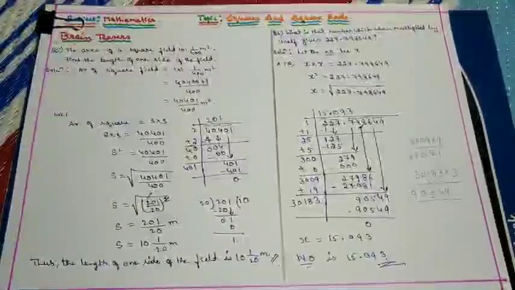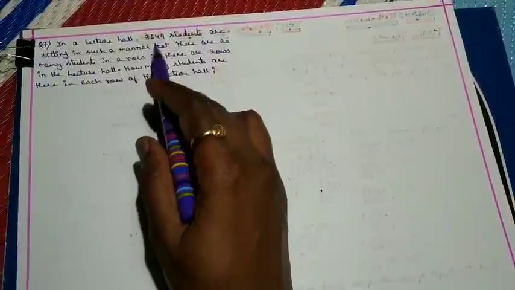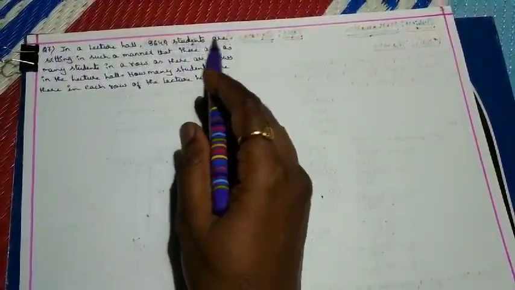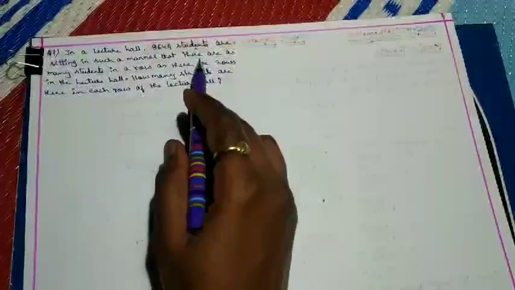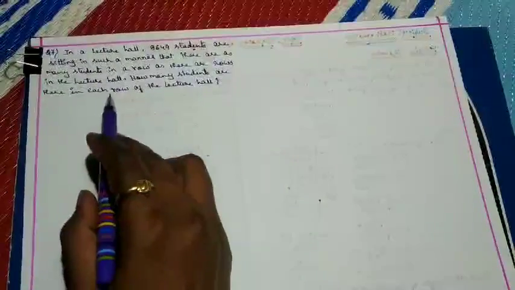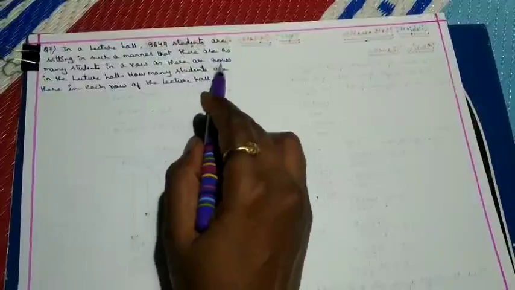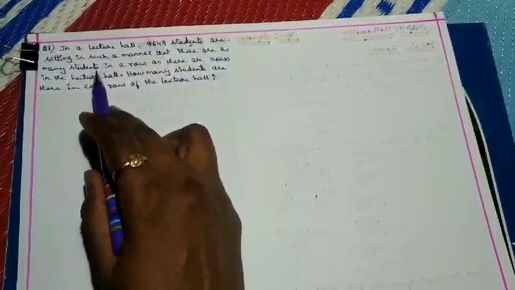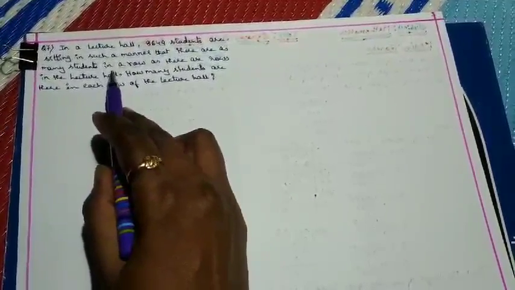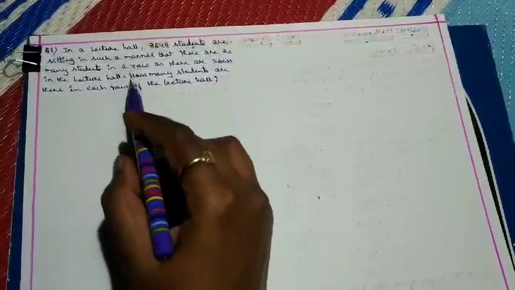Hope it is clear, children. Let me move to the 7th question. In a lecture hall, 8,649 students are sitting in such a manner that there are as many students in a row as there are rows in the lecture hall. How many students are there in each row of the lecture hall? Keep in mind, children, there are as many students in a row as there are rows in the lecture hall. So let the number of rows in the lecture hall be x.